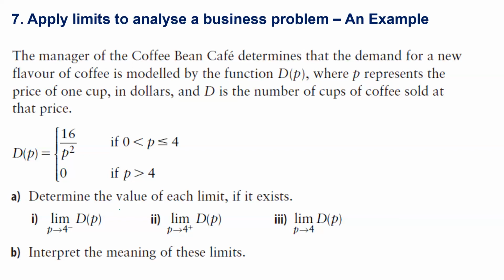Question A, determine the value of each limit if it exists. First, the limit of uppercase D of p when p approaches 4 from the negative side. Second, the limit of D(p) as p approaches 4 from the right side. Then the limit of D(p) as p approaches 4. Question B, interpret the meaning of these limits.